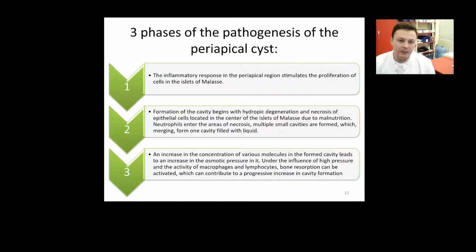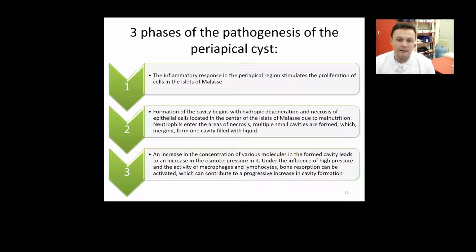Pathogenesis of the periapical cyst. There are 3 phases of the pathogenesis of the periapical cyst. First of all, the inflammatory response in the periapical region stimulates the proliferation of cells in the islets of Malassez. Of great importance in this situation is the epidermal growth factor, which accumulates in the periapical region and stimulates the proliferation of epithelial cells.